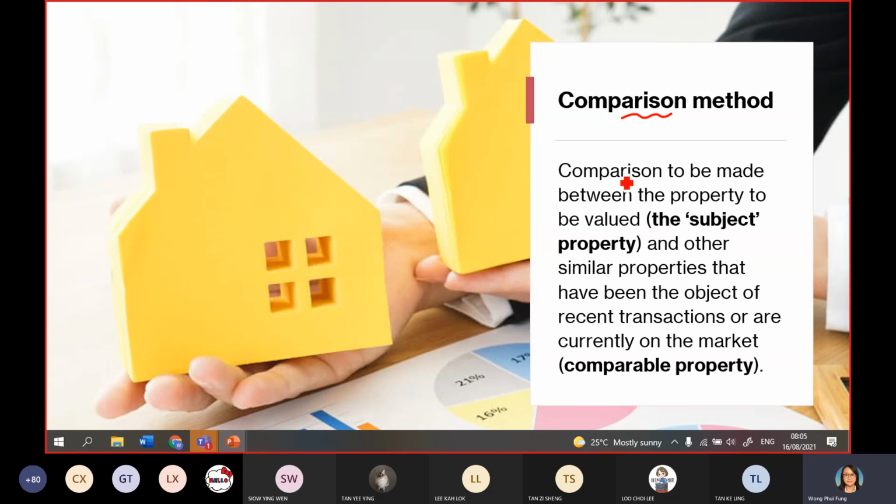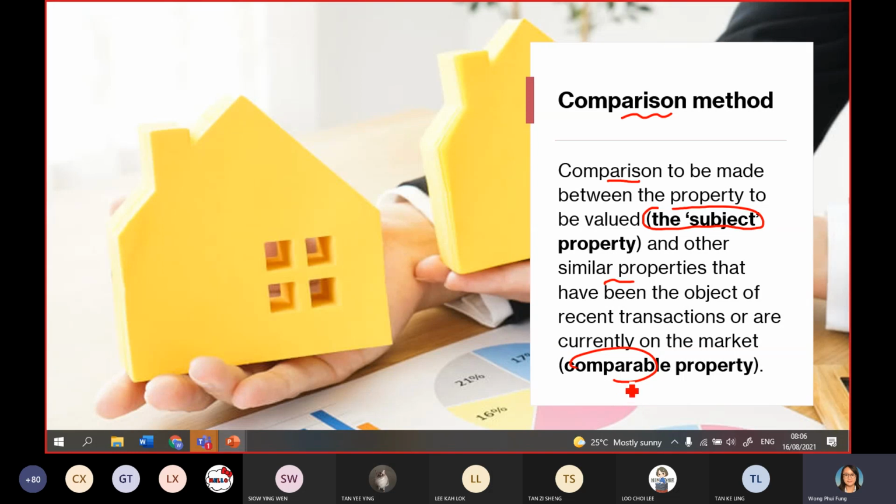As the word says, comparison. Comparison is to be made between two things. The first one is the property to be valued, which we call the subject property, and other similar properties available that have been the object of a recent transaction or are currently on the market. This is what we call comparable property.